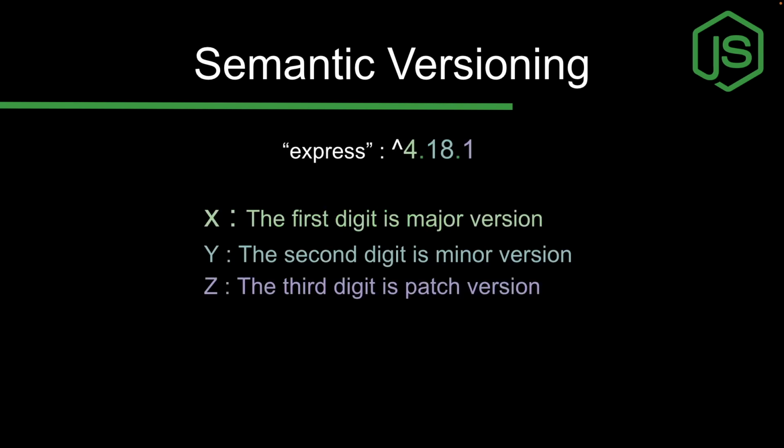So with semantic versioning, you have Express installed with 4.18.1. The first digit, which is 4, is defined as the major version of Express. The second digit, which is 18, is defined as the minor version of Express, and the last digit, 1, defines that it's the patch version.